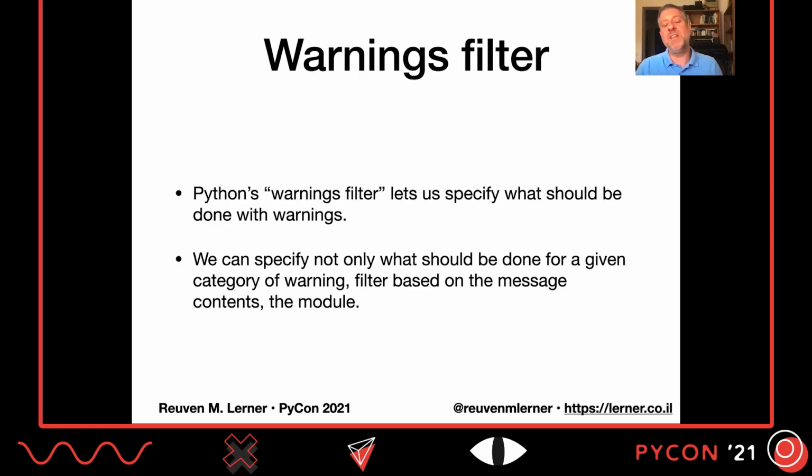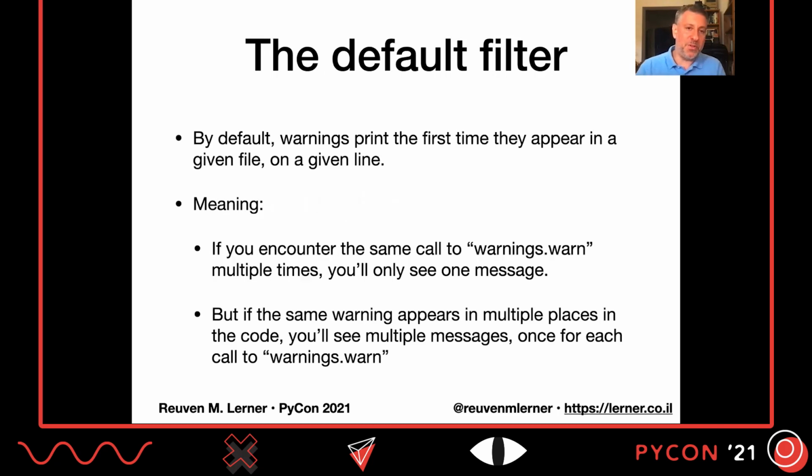And that's done with warnings filters, or Python's warnings filter. We can specify what should be done with particular types of warnings, particular categories. But we can filter not only based on category, we can filter based on the message contents and the module in which it was raised, and a whole bunch of other things. Now, the default filter, what comes with Python if you don't do anything else, prints warnings the first time they appear in a given file on a given line. So if you encounter the same call to warnings.warn multiple times, you're only going to see one message. But if the same warning appears in multiple places in the code, you will see multiple messages.